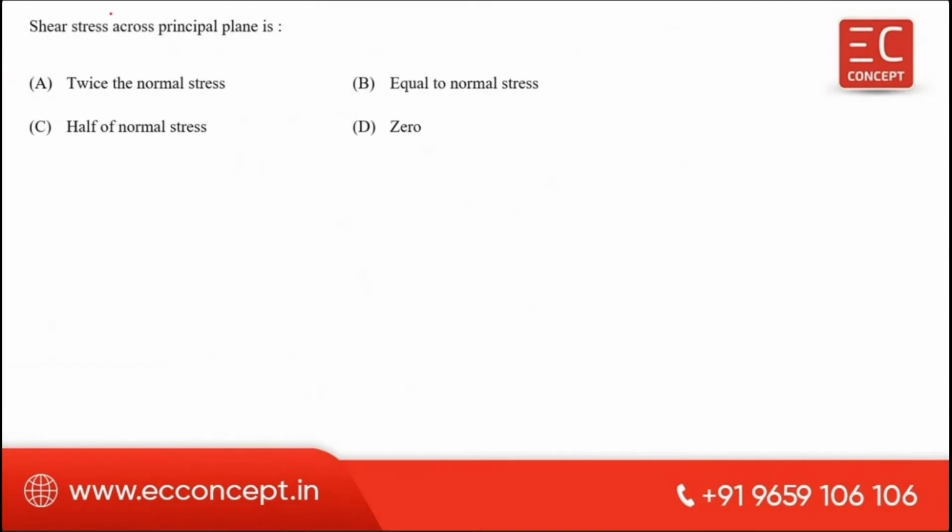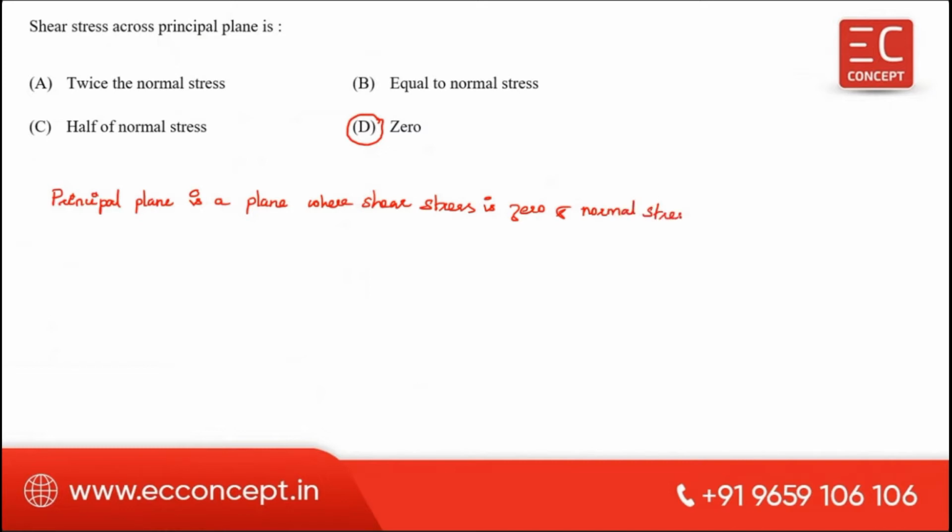Shear stress across principal plane is 0. Very simple question. We know that what is a principal plane? Principal plane is a plane where shear stress is 0 and normal stress is maximum.